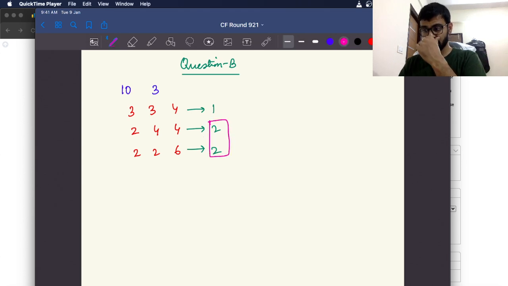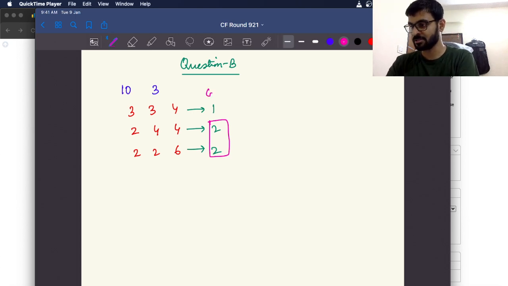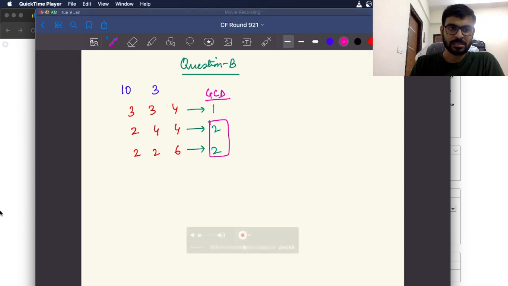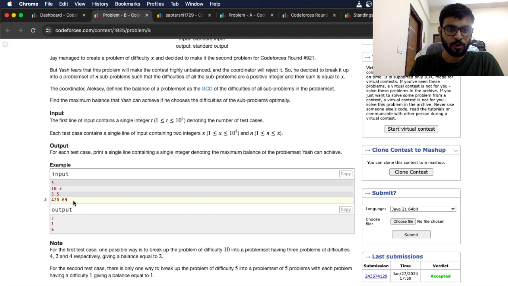I mean, you can have other ways as well, but here the answer is 2 because the maximum, I mean, these are the GCD possible. I've written the GCD over here. Okay, what else? 420, 69.